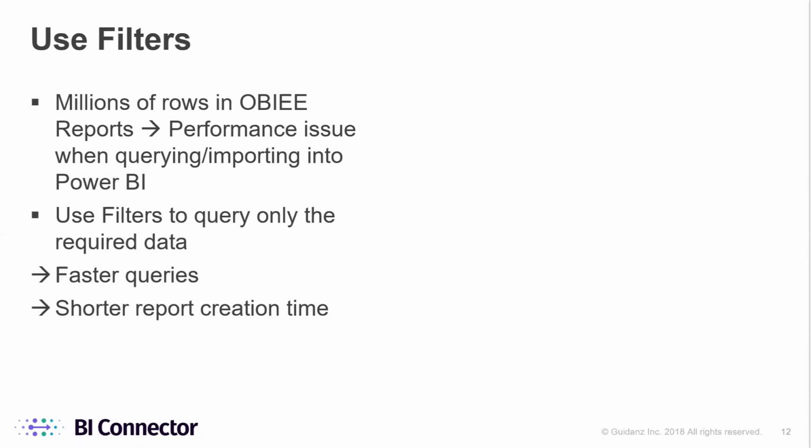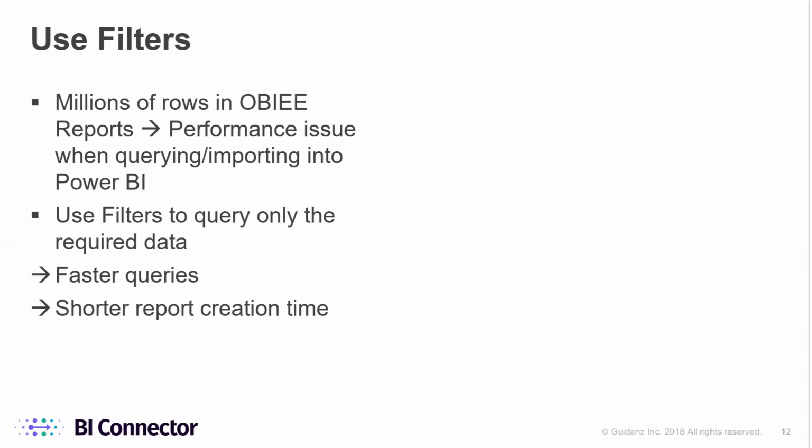So if you are using direct query, it is important to use filters before you start visualizing the data. That is, even before you drag and drop the fields into the report canvas, you should apply the filters first. On the other hand, if you're using import, it is important to apply the filters before you load the data into Power BI. Otherwise, you could be loading millions of records from your OBIEE into Power BI for a single query, and your query could be running for several minutes to hours. So always use filters, such as either time dimension filters or any other dimension filters, to narrow down the data that you're bringing from OBIEE into Power BI.